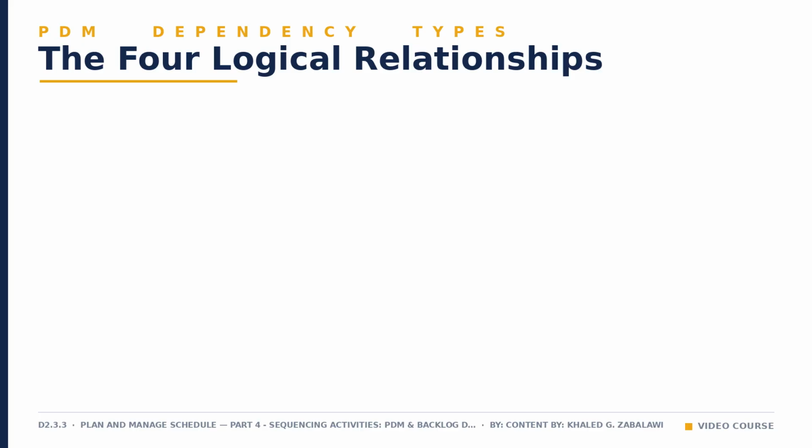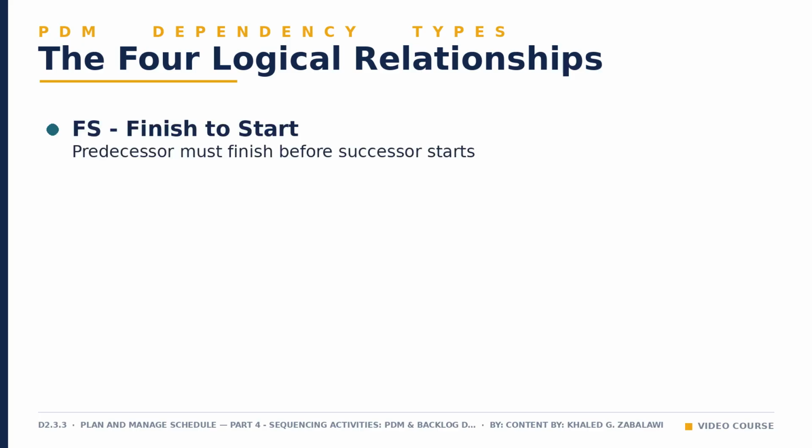Start with the 4 relationship types. Finish to start is the most common relationship, and the one you will see throughout the house-building example ahead. The predecessor activity must finish completely before the successor can begin. Permits and foundation must finish before framing and roofing can start. There is no overlap at all between the two.